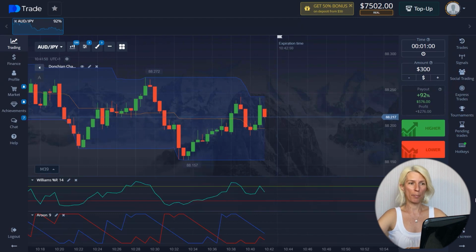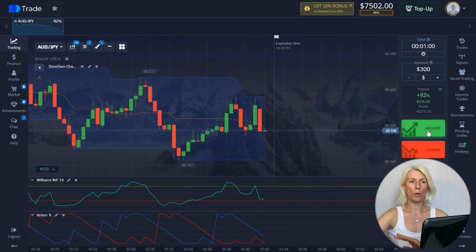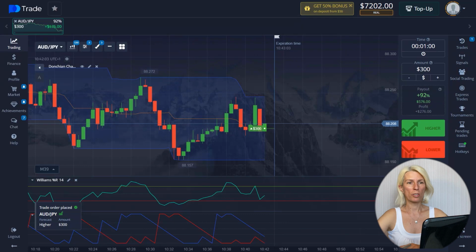And what is happening on our chart? The candles, each of which is equal to 30 seconds, have been moving strictly in a certain narrow corridor for 5 minutes. Having determined this behavior, I open an up trade in the amount of $300, as you remember, with an expiration time of 1 minute.